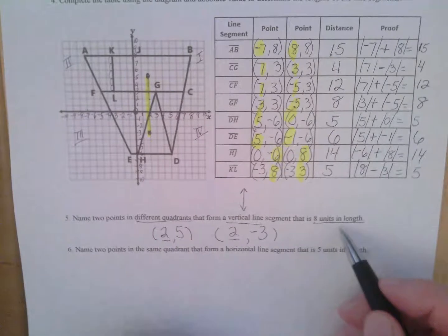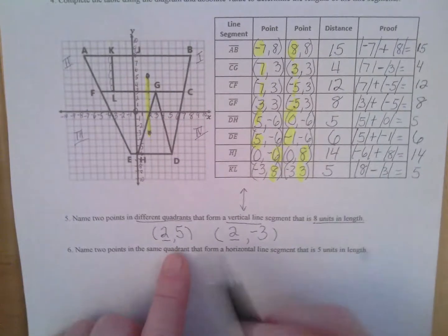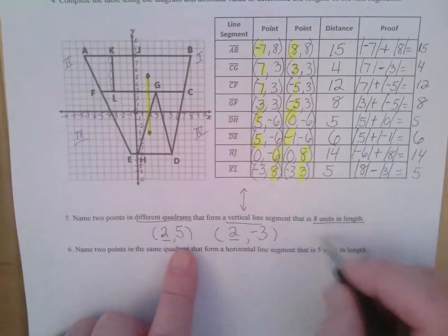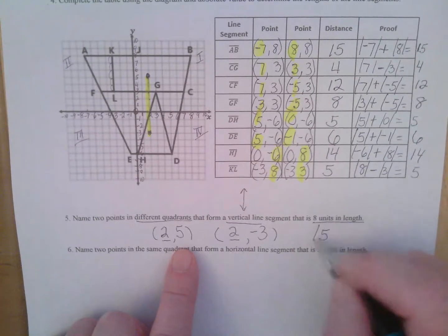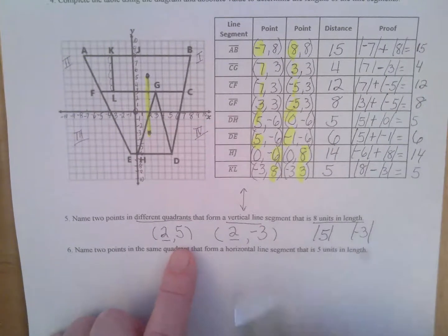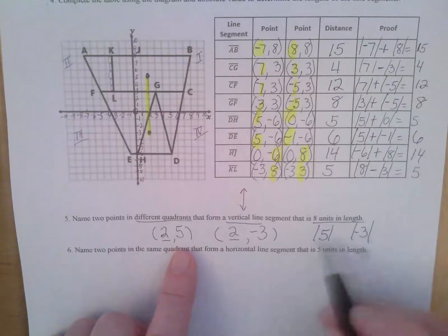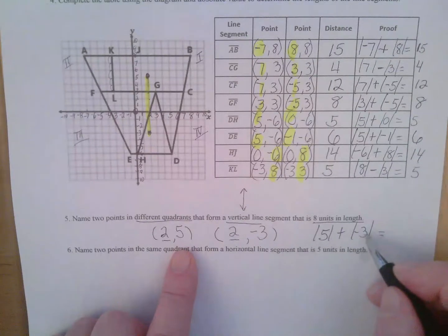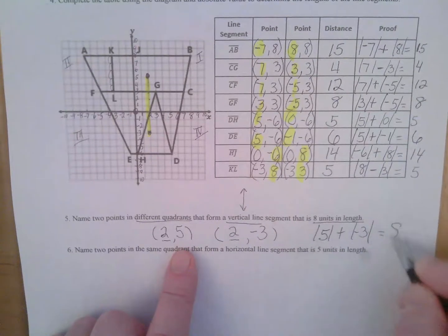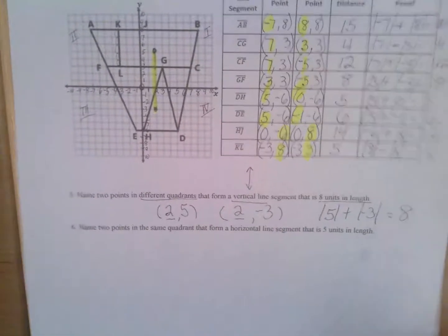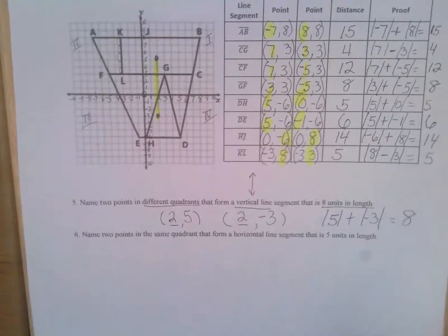Now let's see if it's 8 units in length. So just like we did on the top, we only focus on the 2 numbers that are different. So we're going to find the absolute value of my 5, the absolute value of my 3, and we said that when the signs are different, you add. So the absolute value of 5 is 5, the absolute value of 3 is 3, so 5 plus 3 is 8. So that checks.